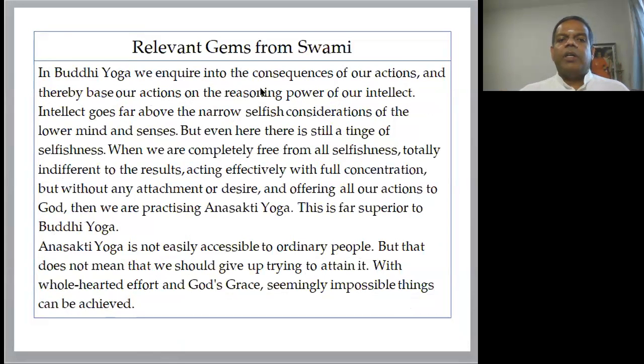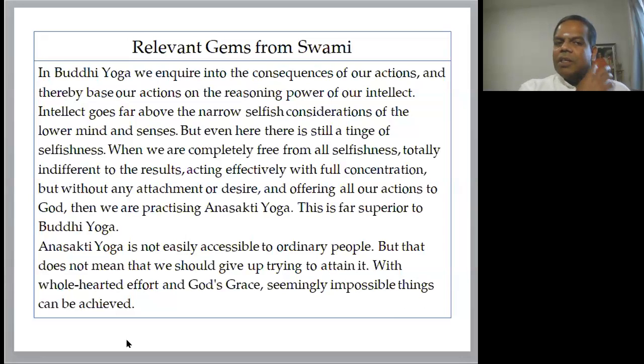In Buddhi Yoga, we inquire into the consequences of our actions and thereby base our actions on the reasoning power of our intellect. Intellect goes far above the narrow, selfish considerations of the lower mind and senses. But even here, there's still a tinge of selfishness. When we are completely free from all selfishness, totally indifferent to the results, acting effectively with full concentration, but without any attachment or desire, and offering all our actions to God, then we are practicing Anasakti Yoga. This is far superior to Bhakti Yoga. Anasakti Yoga is not easily accessible to ordinary people. But that does not mean that we should give up trying to attain it. With wholehearted effort and God's grace, seemingly impossible things can be achieved.